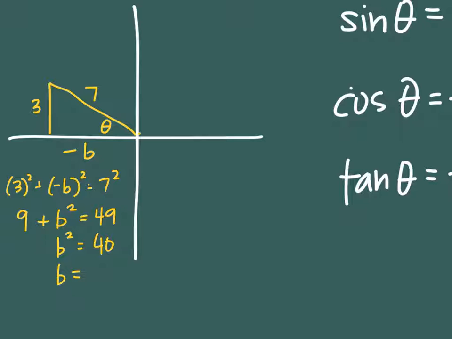So b, I know it has to be negative, so it's the negative square root of 40, which Daniel was asking about simplifying, and that can be simplified to negative 2 root 10. So now I know what my b value is. It's negative 2 rad 10, which then allows me to complete the other trig values. So negative 2 rad 10 is now the value of the base.